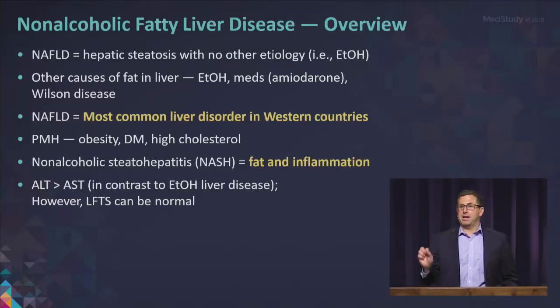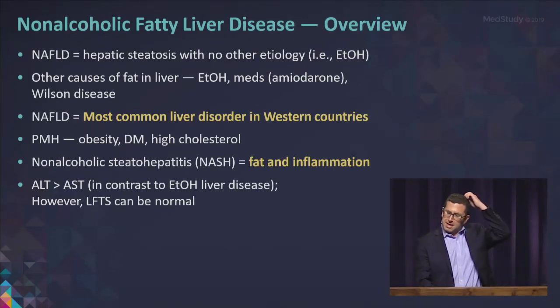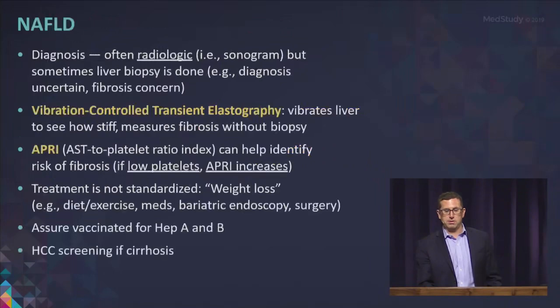If you see fat and inflammation at the same time, that is NASH, or non-alcoholic steatohepatitis. And if you see the ALT ratio, ALT greater than AST, that is seen in NAFLD as opposed to alcoholic liver disease, where it's reversed. So AST is greater than ALT in alcoholic liver disease.